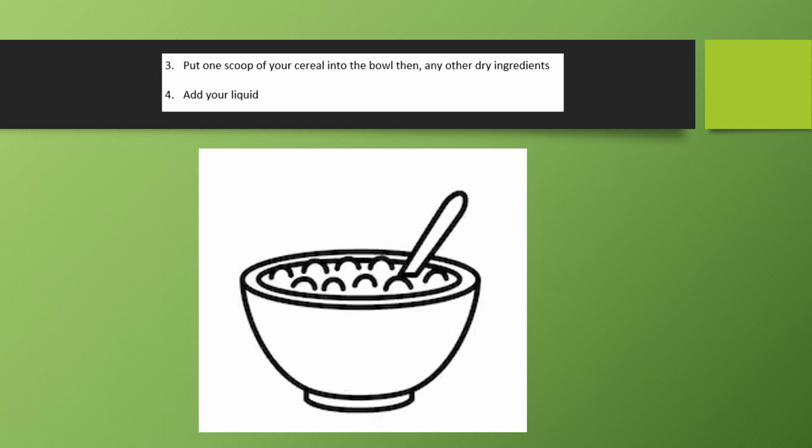Step number 3 is put 1 scoop of your cereal into the bowl, then any other dry ingredients. So do that now, and then press pause, do that, and then come back. Step number 4 is add your liquid. If you've chosen milk, this is the time to add your milk. The liquid, of course, is the runny ingredients. You might have chosen honey as well. That's a liquid ingredient.